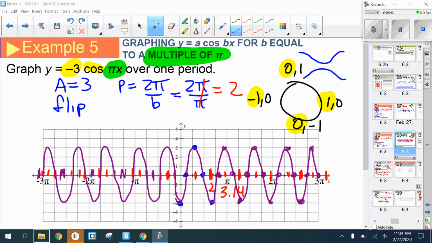Notice that this one says over one period. So technically, if you followed the directions, we wouldn't have had to draw all of those. We would have only had to draw one period of that curve. So make sure you follow the directions and do however many periods you're required to draw on your graph.